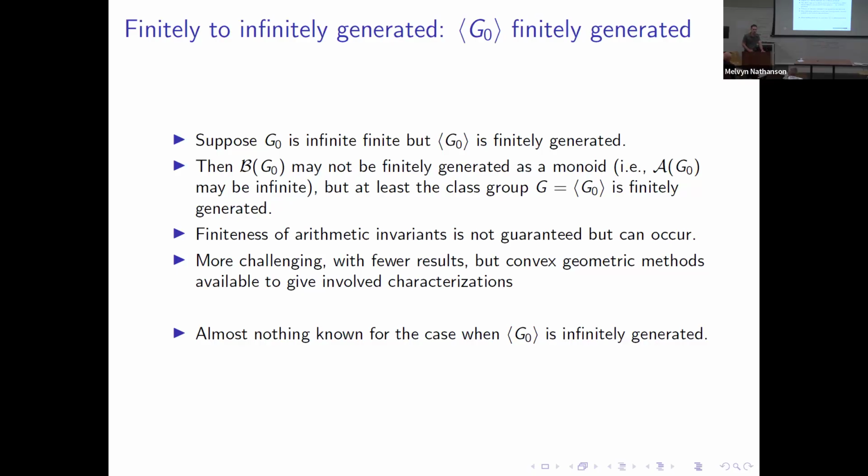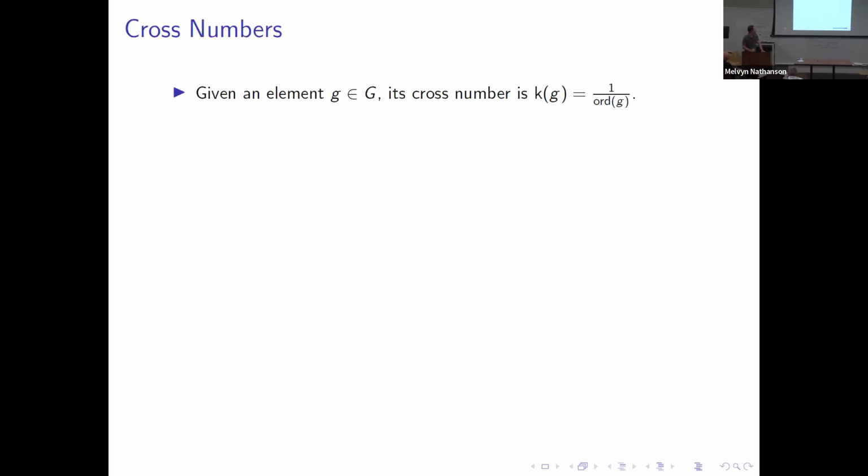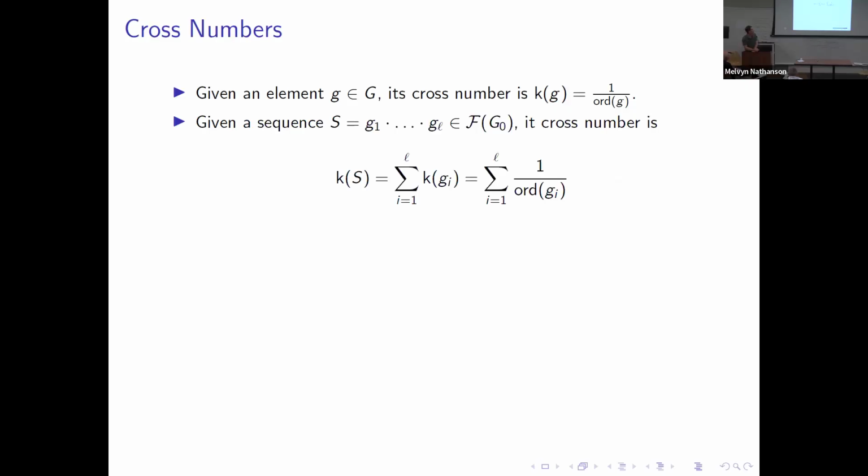Obviously, our expectations were wrong, because we're going to see that we do have control of factorization here. So these are the cross numbers that Alfred defined. The cross number of an element is just the reciprocal of the order. The cross number of a sequence is just the sum of all the cross numbers of its terms.